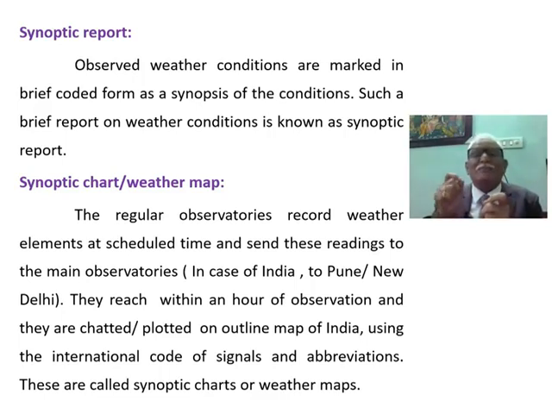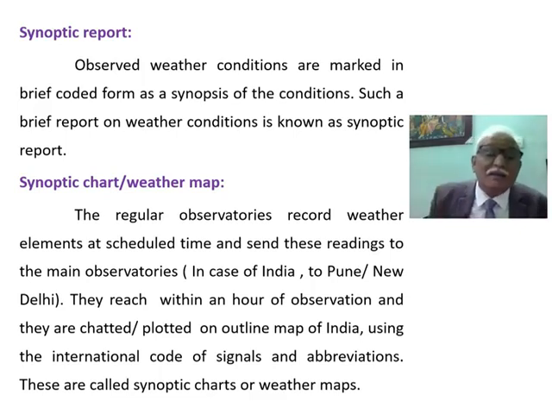Observed weather conditions are marked in a brief coded form as a synopsis of the condition. Such a brief report on the paper, with small codes, is known as a synoptic report. It is a report in simple coded form, not lines and words. That is what we call a synoptic report.